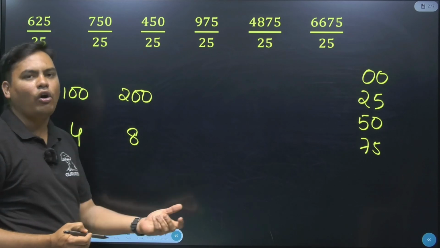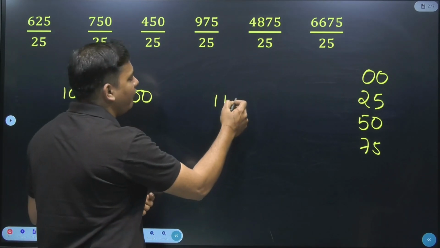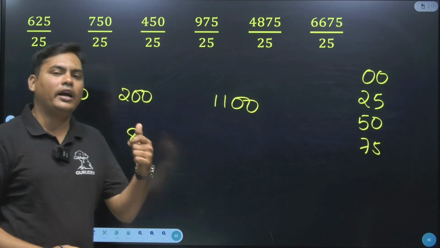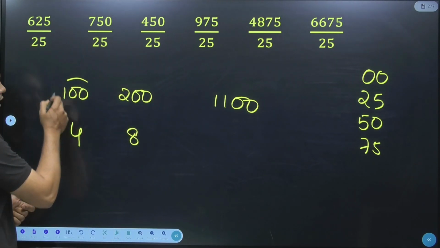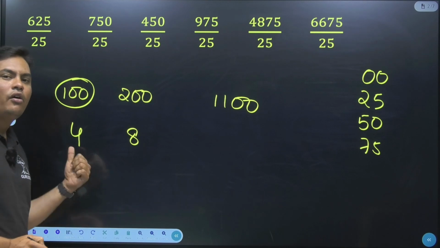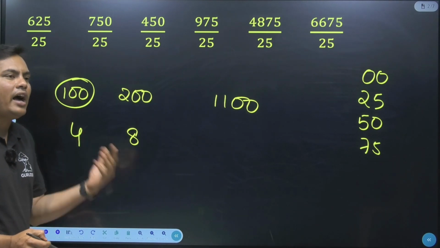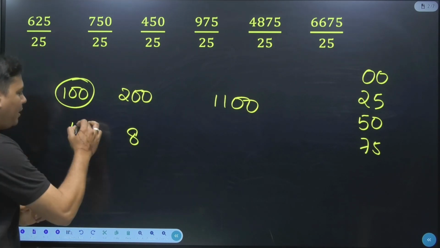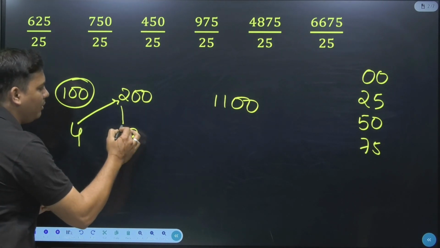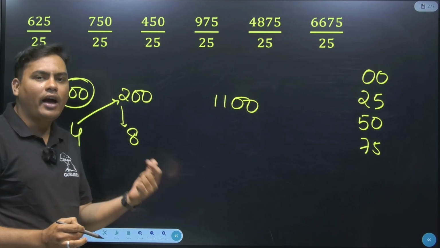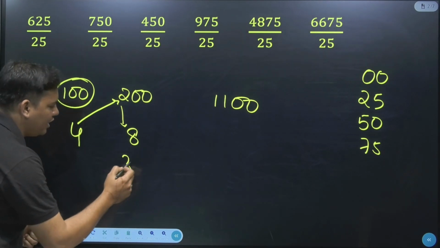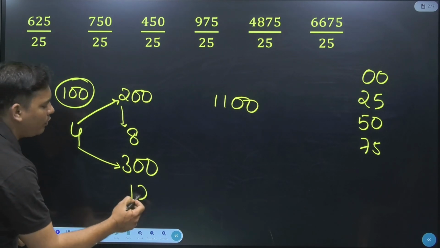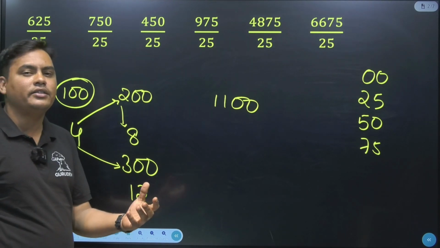Now if I ask you how many 25s are there in 1100, the student will get stuck here. To understand that point, understand the logic: in 100, there are 4 25s. In 200, I just multiply 4 into 2, that is 8. In 300, my answer should be 4 into 3, 12 25s.